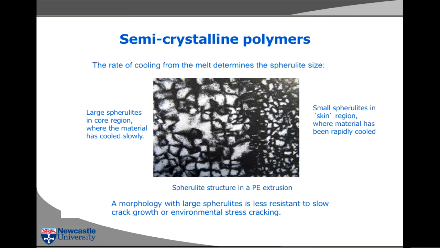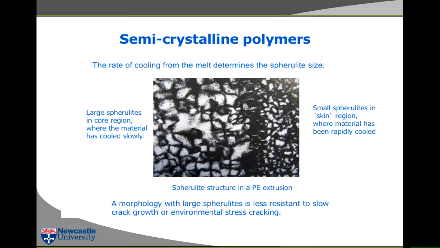As with steel, if you chill it when you're solidifying it, you get very, very fine grains. So you get very fine spherulites near the outer surface, and then you get larger ones at the inside. So you get small spherulites in the skin region where the material has been rapidly cooled, larger spherulites in the core region. So morphology with large spherulites is less resistant. I still haven't mentioned this slow crack growth thing. I'm going to come to that in a minute.